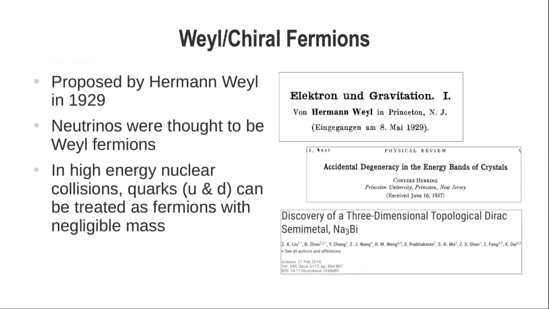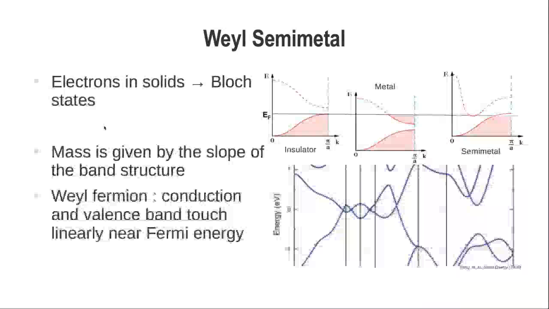In the 1930s itself, it was recognized by Conyers Herring that these particles could emerge in the condensed matter context. But it took about 85 years to observe Weyl fermions in the laboratory. I think it was seen for the first time in sodium bismuthite. So how do Weyl fermions arise in condensed matter systems?